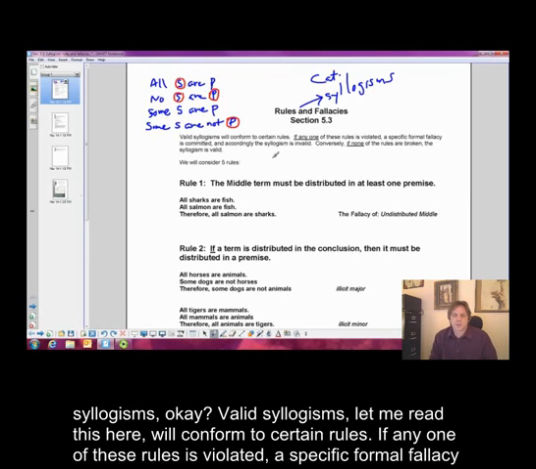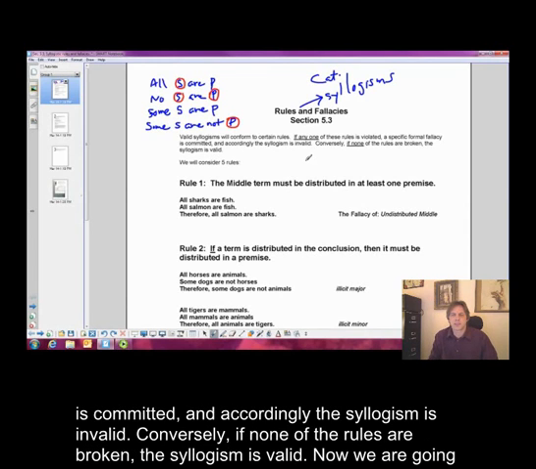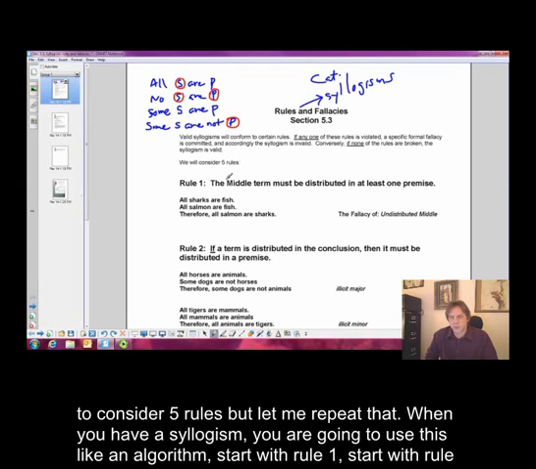Valid syllogisms, let me read this here, will conform to certain rules. If any one of these rules is violated, a specific formal fallacy is committed, and accordingly the syllogism is invalid. Conversely, if none of the rules are broken, the syllogism is valid. Now we're going to consider 5 rules, but let me repeat that.